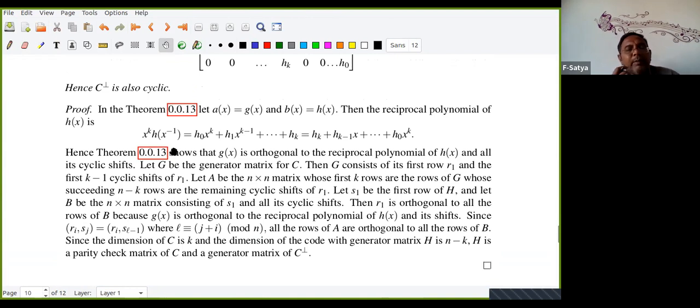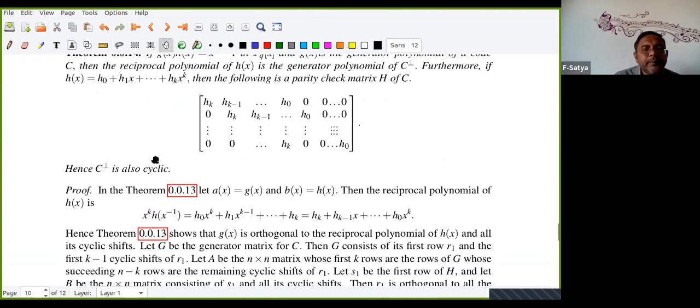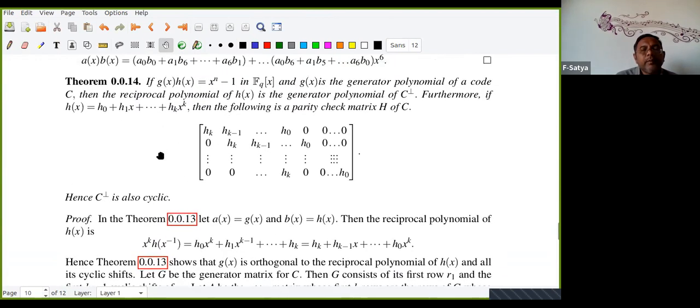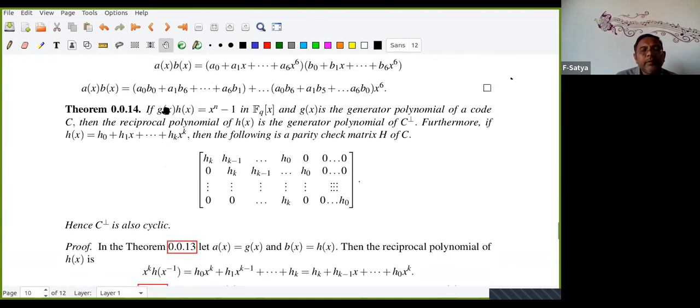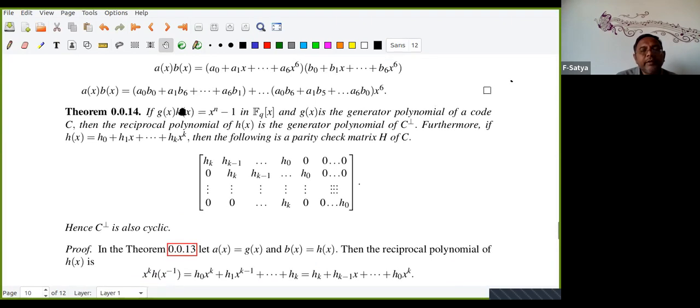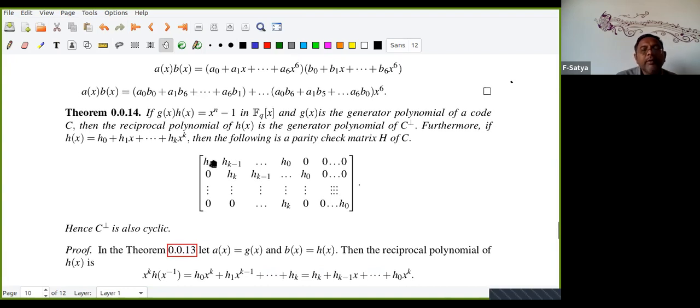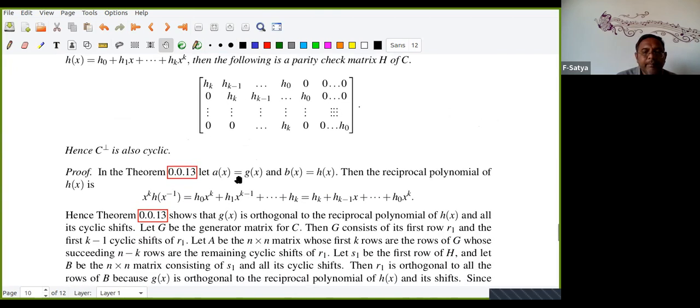You understand how to compute the parity check matrix now? So g(x) into h(x) equals x power n minus 1. Take h(x), which is x power n minus 1 by g(x). Take its reciprocal. Then form the rows. Then it generates the parity check matrix H for C.